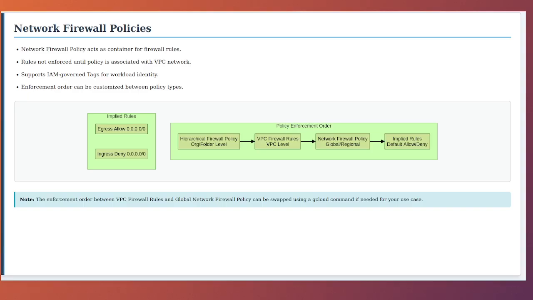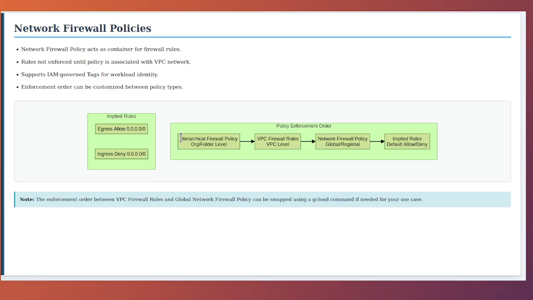Network Firewall Policies, available in both global and regional variants, provide more flexible policy management that can be shared across VPCs. The enforcement order matters significantly. By default, policies are evaluated in the order shown, but you can swap the order between VPC firewall rules and global network firewall policy using a gcloud command if your use case requires it.